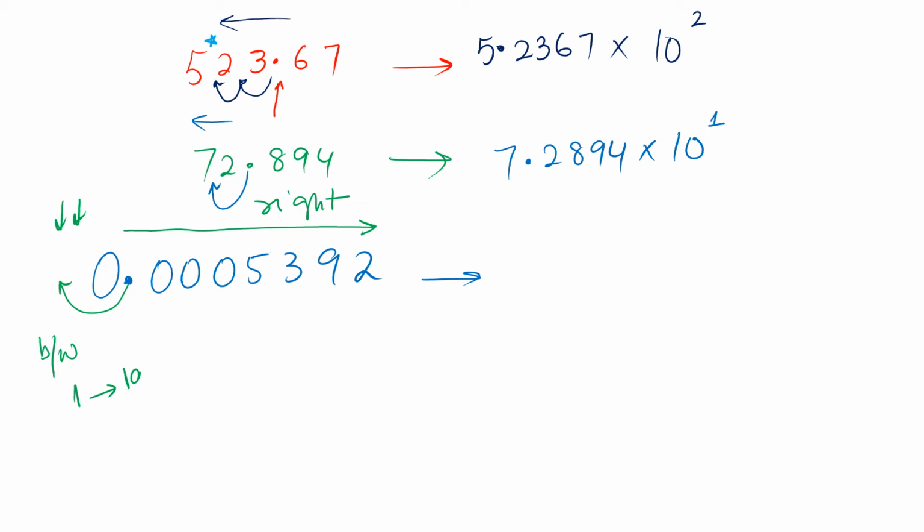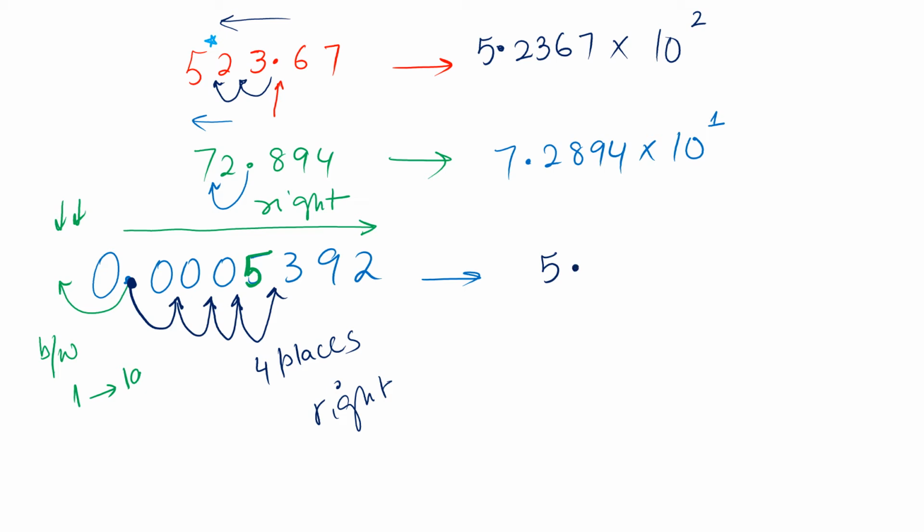I can see the first digit is 5, so I must move to the right side. So let's start moving to the right: 1, here 2, here 3, and then 4. Right? So I moved 4 places, but where? To the right side. So when I move, what do I get? 5 point and the rest as it is, multiplied by 10. Since I am moving to the right, the power should be represented by a negative sign. And how many places? 4 places. So put the power 4, but with a negative sign. Okay, let's do the practice.